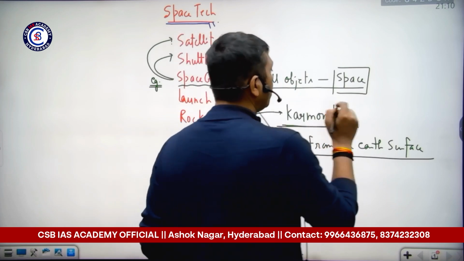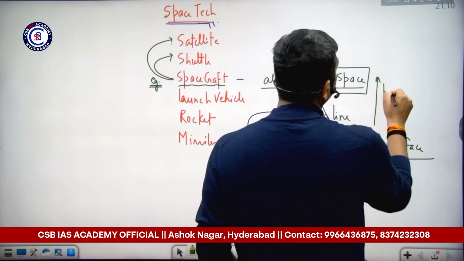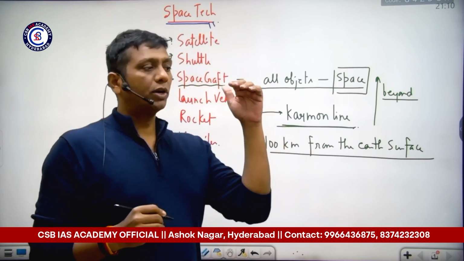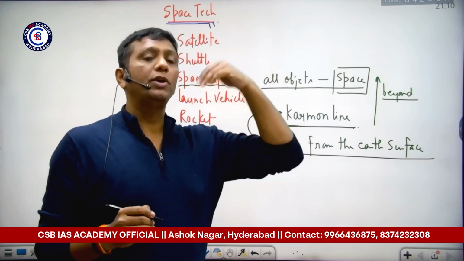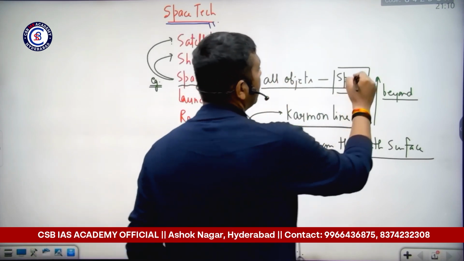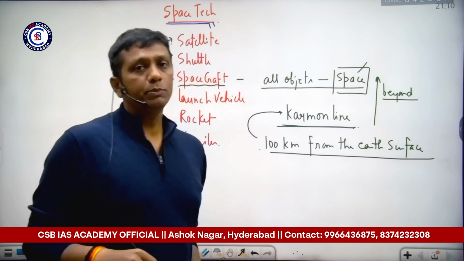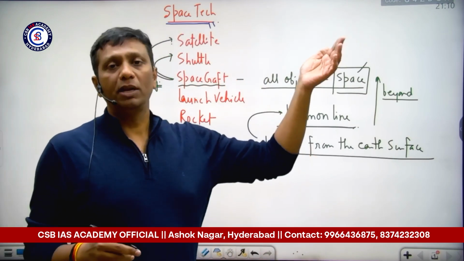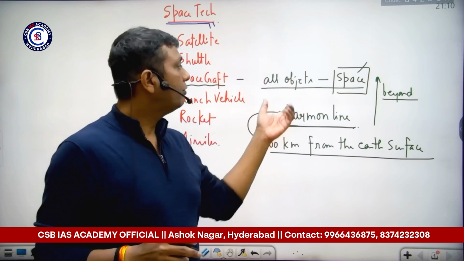Space means we are going beyond the Karman line. It means if we are going across the 100 kilometers, we are going above the Karman line. It means we have entered into space. So how is the term space defined? If we go across the Karman line, beyond 100 kilometers, we are in space.